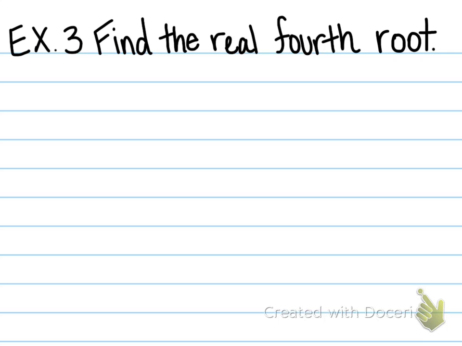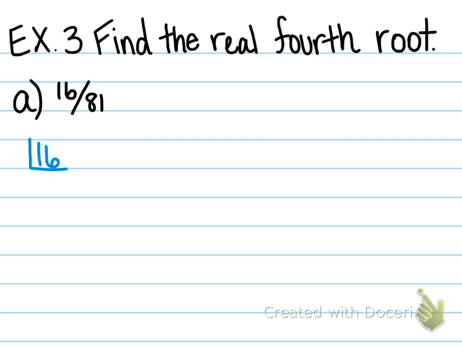Okay, now we're going to try the real 4th root. So 4th root means 4, so we're going to be looking for sets of 4 after we factor. So we're going to start with 16 over 81. So again, don't panic because it's a fraction. We're going to take the 4th root of the top and the 4th root of the bottom, and then we'll simplify if we need to.